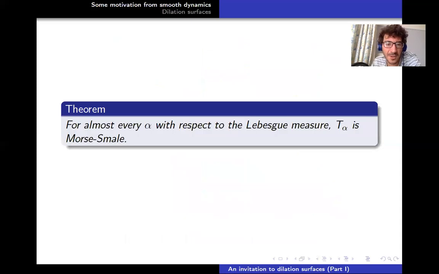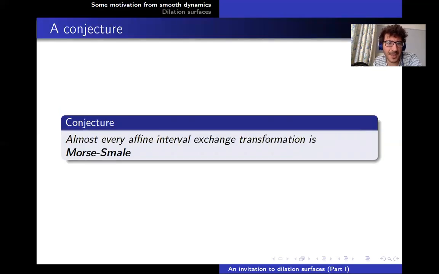A theorem that you can prove using geometric methods, and I think I'll go back to that in a later part of the talk, is that in that case, for almost every parameter, T alpha is Morse-Smale, meaning that you have finitely many periodic orbits that drive the entire dynamics. And this is something that will have some geometric meaning at some point. So I'm just going to leave it there.